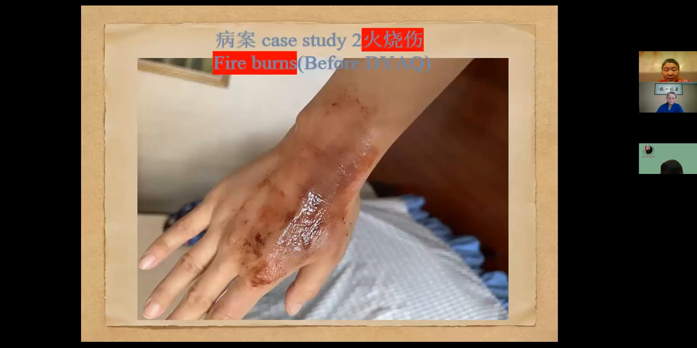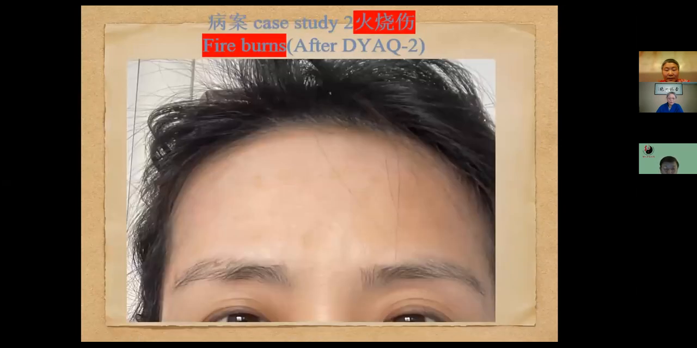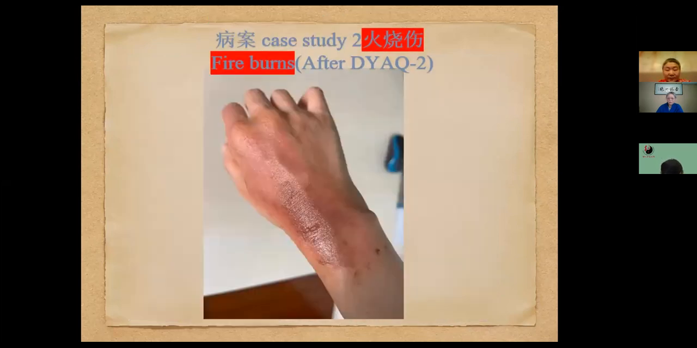we can see in the middle, after the acupuncture. And this is after the acupuncture, and the swelling and the blisters. And for this we use Hegu and Taiyuan, because Taiyuan has a dispersing function. It can help during the recovery system.